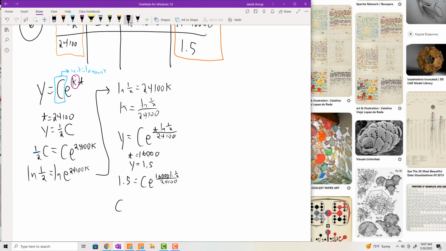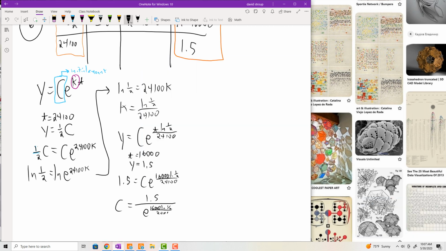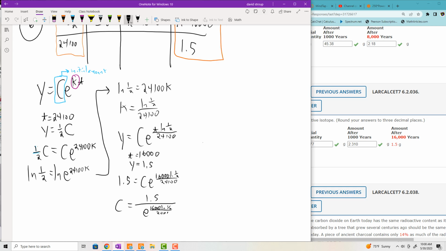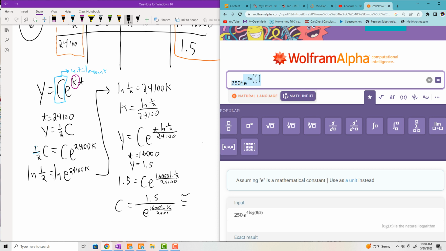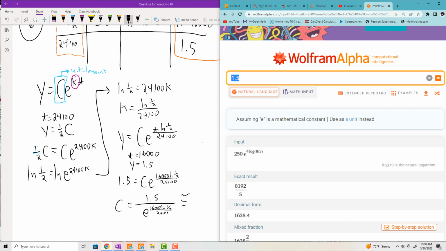Then you could solve for c by dividing. So c will be 1.5 all over e to the, this is a bit obnoxious, 16,000 ln of 1/2 all over 24,100. Okay, I'm going to get an approximation for that, so I believe that's kind of what they expect in the homework. They want 3 decimal places. So I'll just go to my calculator. I prefer Desmos. I actually prefer just writing it in normal.